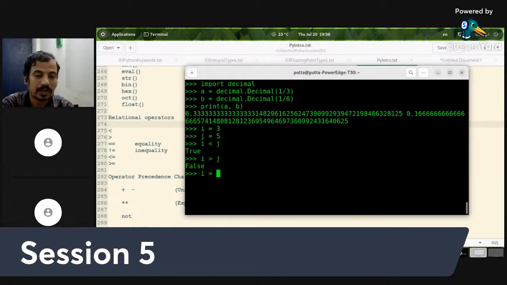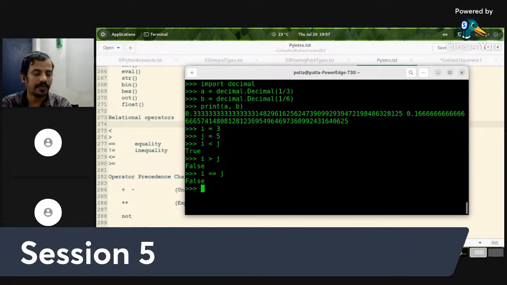Here, if I use the double equal to symbol, you should read it as the equality operator. We are just performing a test of equality, checking whether i and j have the same values. When I test for equality, the result is again either true or false, a Boolean result. What will be the result of i double equal to j? False, because 3 is not equal to 5.